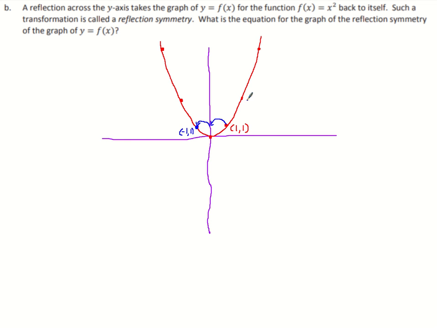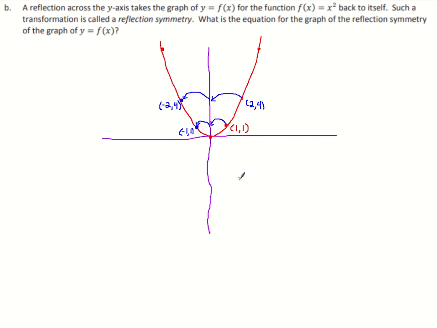Let's check that out with this one as well. This point is 2, 4. So that means our distance from the y-axis is going to be 2 units. So continuing, I need to go past the y-axis another 2 units. Wow, do you look at that? I'm going to land here at negative 2, 4.